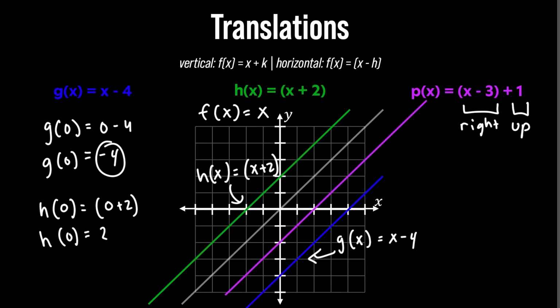Again, here's the parent function at 0, 0. We move this point 3 to the right and 1 up. And here we go. Hits the graph perfectly.